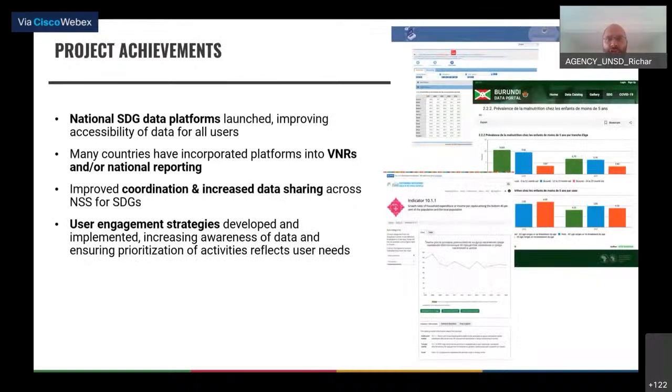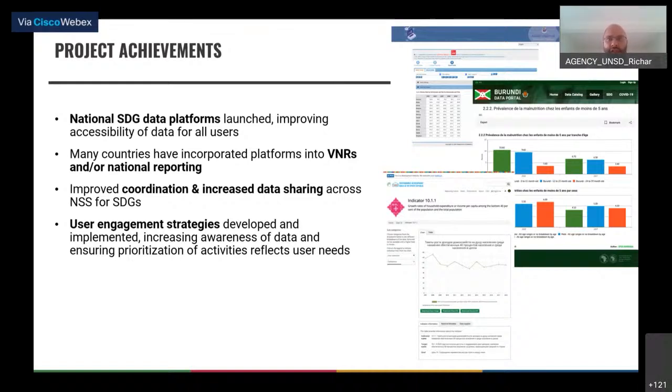Obviously, we've had some very challenging circumstances over the last 18 months, but actually all of the project countries have been very active during the pandemic, and as a result, we've seen some hugely impressive achievements. Nearly all of the project countries have launched national SDG data platforms, improving the accessibility of data for their users. And many of these platforms have subsequently been incorporated into VNRs as well as national SDG progress reporting.